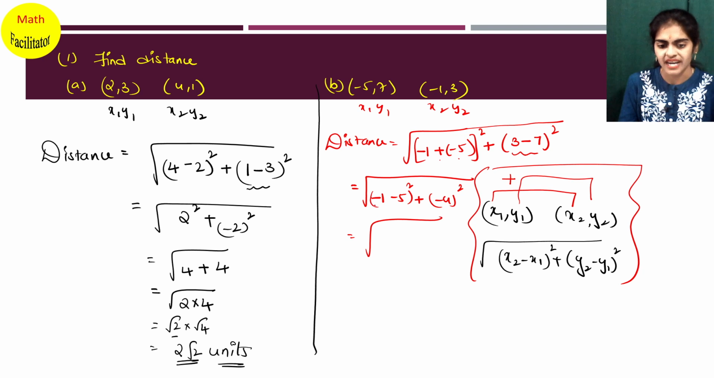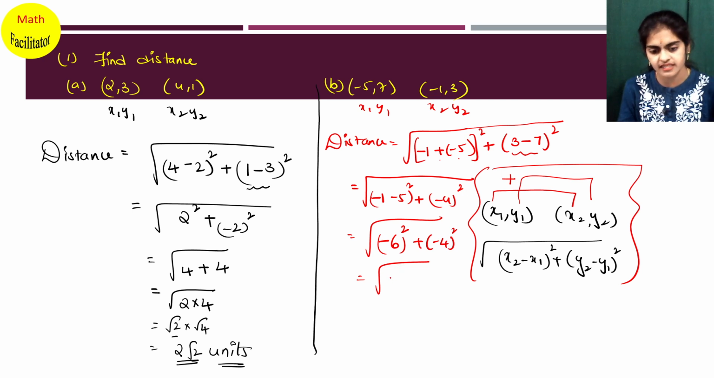Again minus 1 minus 5, two negative integers you will add and write a minus sign. So it is minus 6 whole square plus minus 4 whole square. So that is again minus 6 whole square is minus 6 into minus 6 gives you 36 plus 4 square. 4 into 4 gives me 16. So this is 36 plus 16.